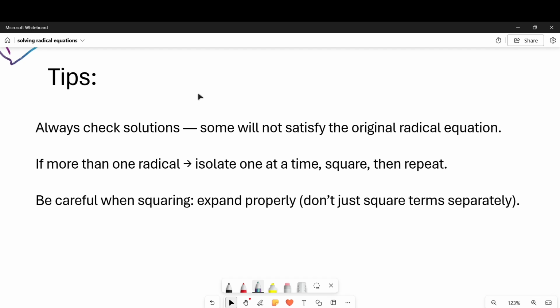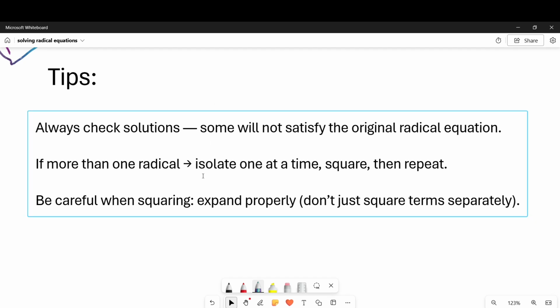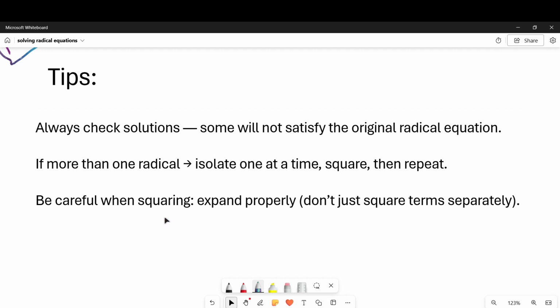So when we are squaring on both sides, if there is an (a plus b) all square or (a minus b) all square expression, we need to apply it very carefully. Do not just square the terms as they are. Whenever expansion is required, you must expand it. Okay, these are the 3 tips to remember when you are dealing with a radical or fractional equation.